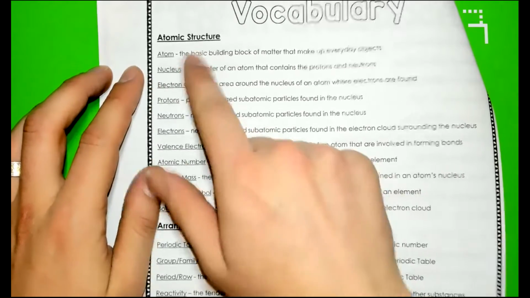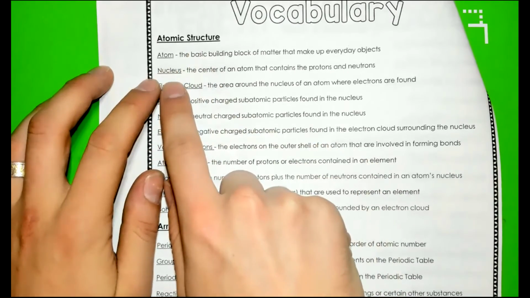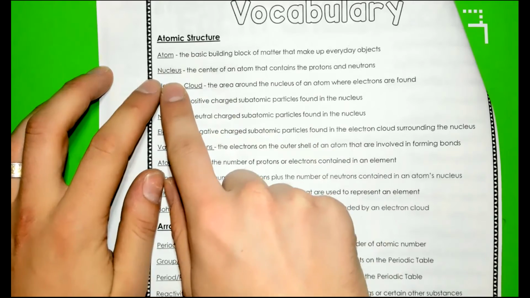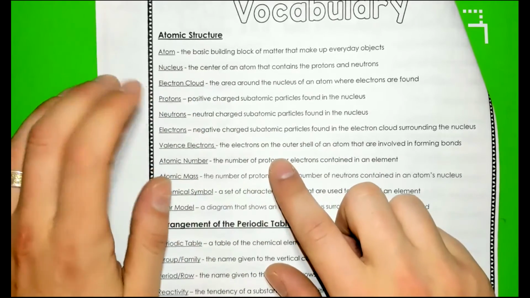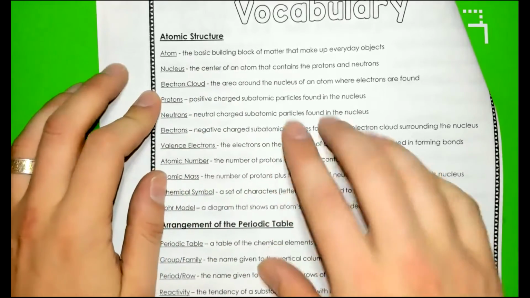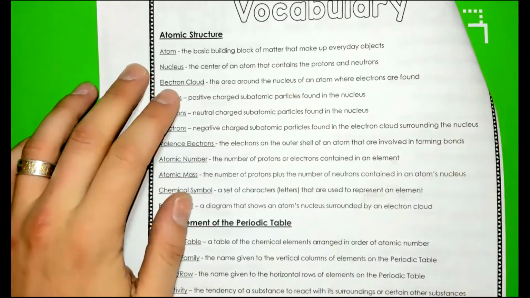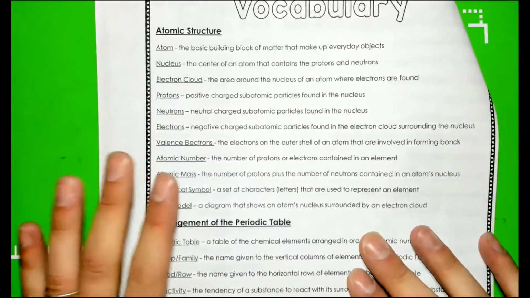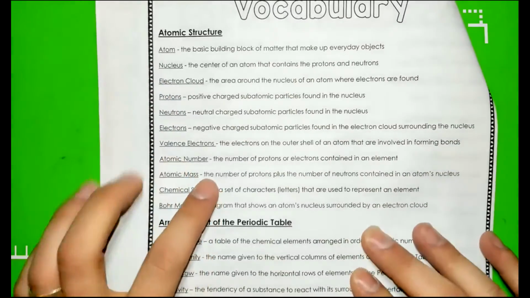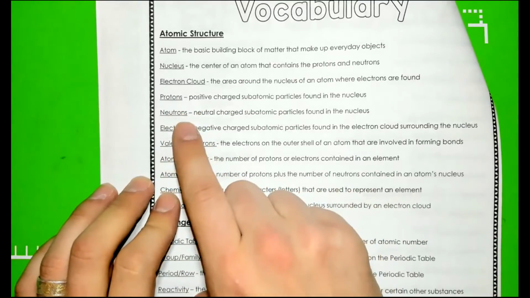But when we're talking about atomic structure, we're talking about the center of the atom, what holds the protons and the neutrons, what makes up most of our mass. Next, we have our electron cloud. This is where the electrons live. It's outside the nucleus. And because the electrons move around so fast, fluidly, it almost looks like a cloud whenever you look at it.